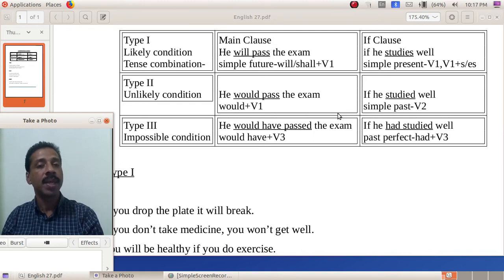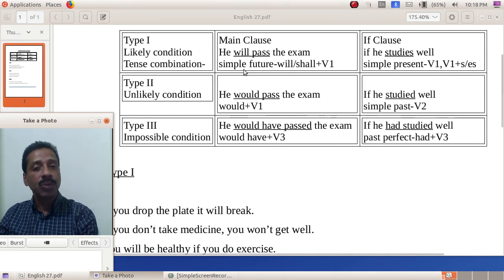Likely, to show that something is really possible, so the if clause will be in simple present, main clause simple future. The type 2 conditional clause or unlikely conditional clause is used to show our doubt regarding the fulfillment of the action, of both the actions we can say. So the if clause will be in simple past tense, the main clause will be would plus V1. And the type 3 conditional clause, which is called impossible condition, while something is over, then the if clause will be past perfect and the main clause will be would have plus V3.